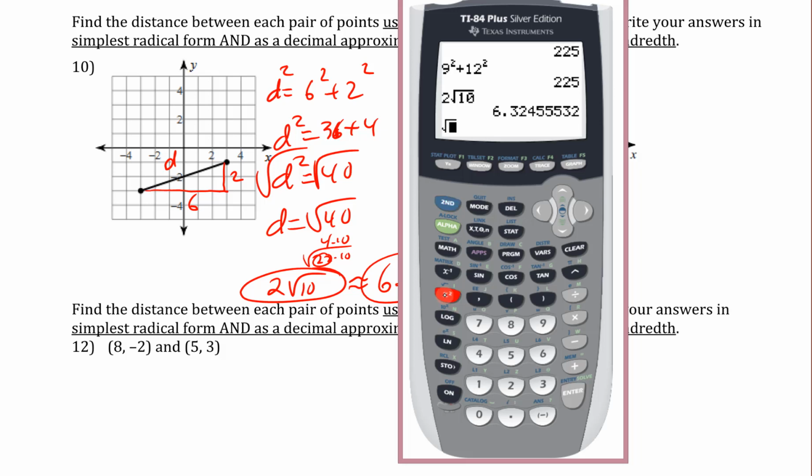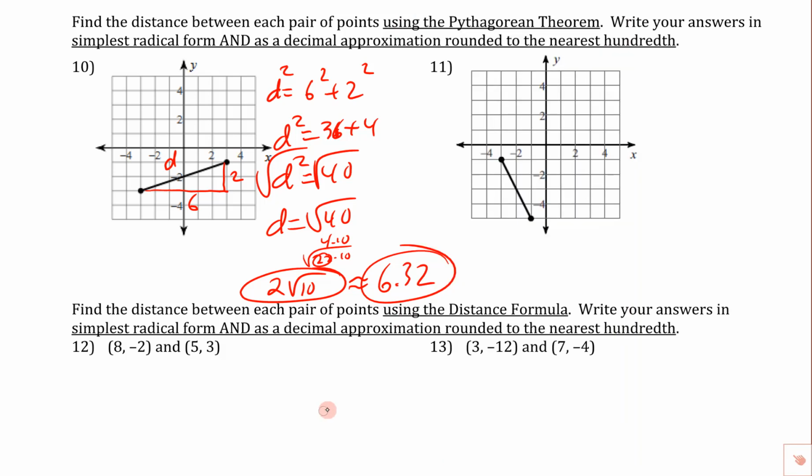What if we did the square root of 40? We wanted to check and make sure that we simplified this, right? If radical 40 really is 2 radical 10, these should give us the same decimal answer, and it does, so we're in good shape there.